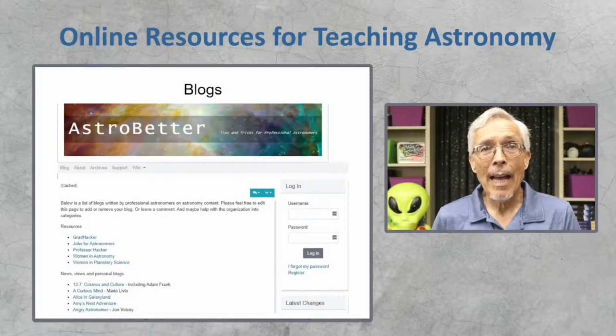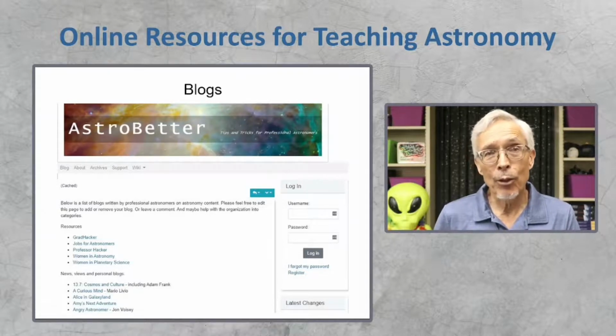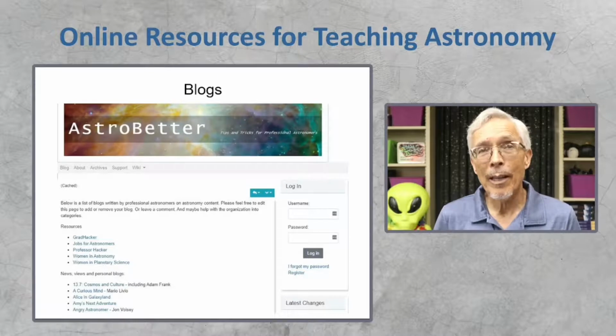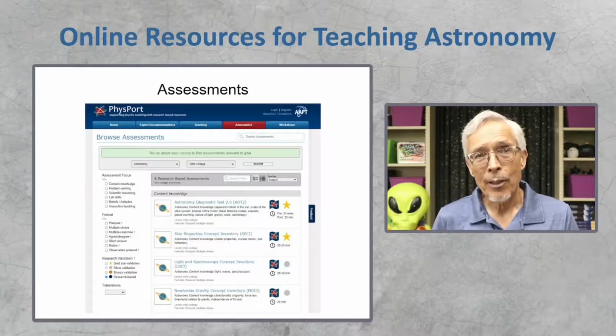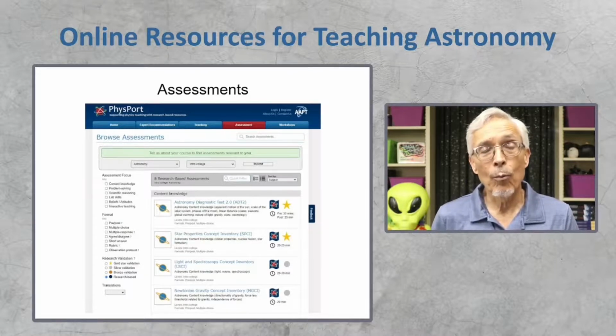Blogs are collected at AstroBetter website. Many of these blogs are written by young astronomers, young professionals, postdocs, even graduate students. It's a good way of students, your students, learning what a professional astronomer actually does. And there are assessments, of course, diagnostic tools, concept inventories. These are validated, research-proven ways to learn what your students are learning and perhaps alter your teaching methods to accommodate what they are and aren't learning.